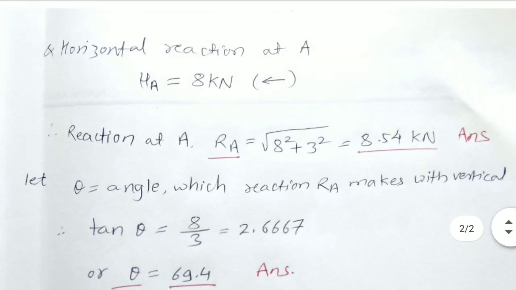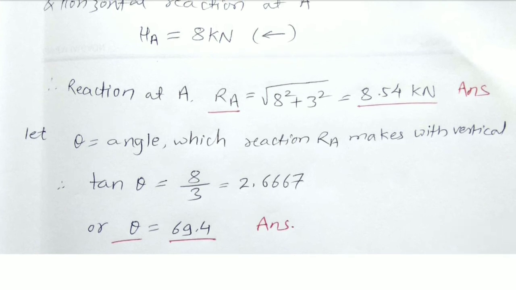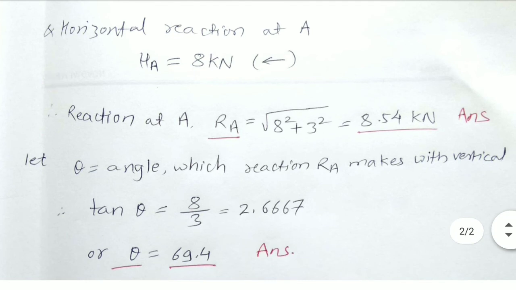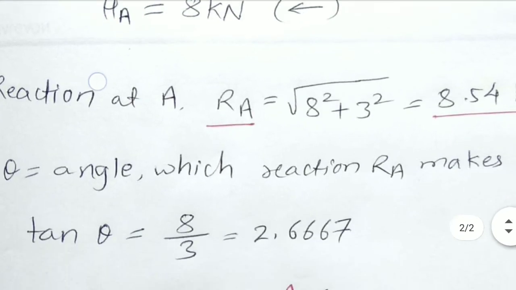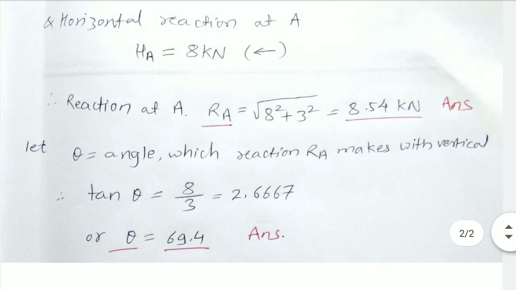But it will be inclined, because of the hinge support. So we have to find the angle of inclination that the reaction at A makes with the vertical. We know the formula: tan theta is equal to summation of horizontal components divided by summation of vertical components. So tan theta is equal to the horizontal component, 8 kilonewton, and the vertical component, 3 kilonewton. Dividing this we get 2.667, or theta is equal to tan inverse of 2.667. So we got 69.4. So RA will be at an angle of 69.4 degrees with the vertical.